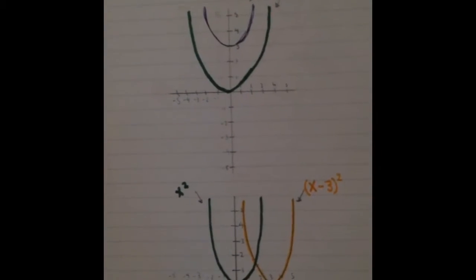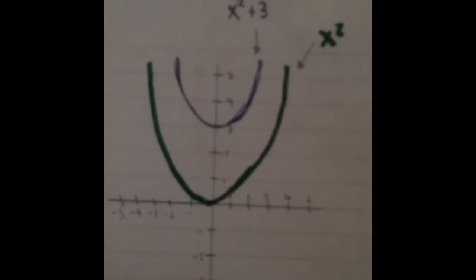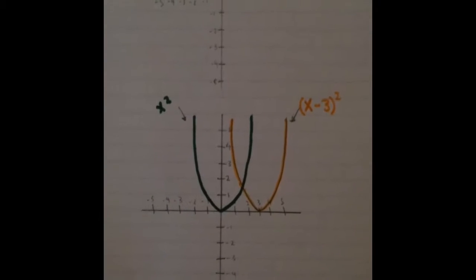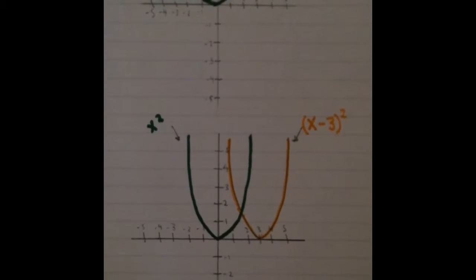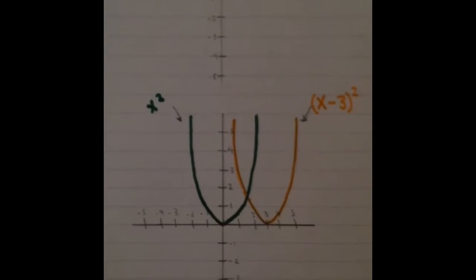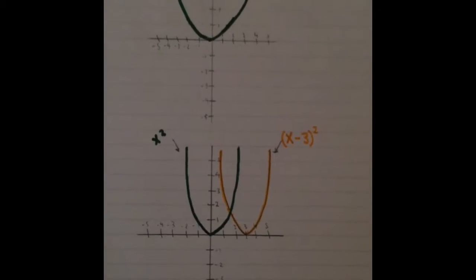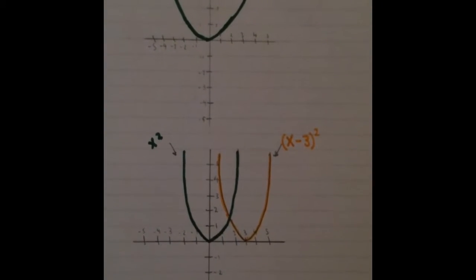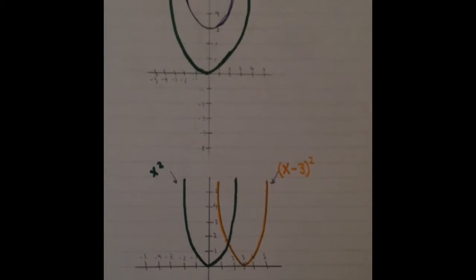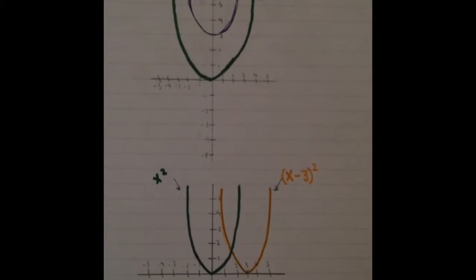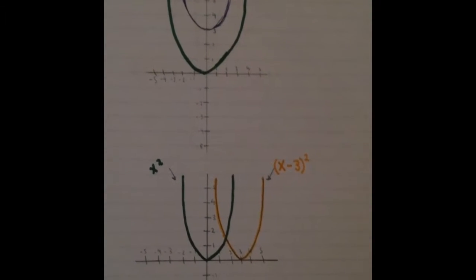First, our translations. We can see in this graph that adding 3 to y equals x squared translates the parabola up 3 units. We can also see that subtracting 3 from x within parentheses translates that parabola left 3 units. This demonstrates how important parentheses are when observing how functions are changed.